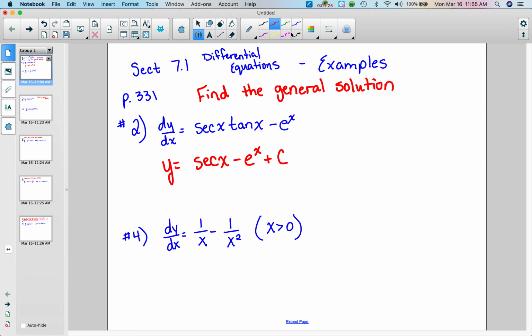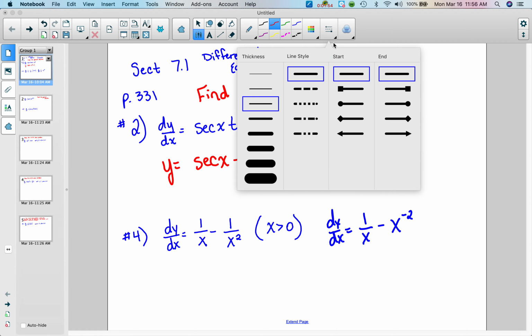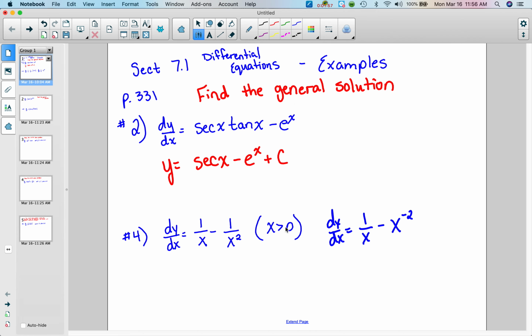On the next problem, you may want to first think of this as dy dx equals 1 over x minus x to the minus 2. Because when you do the antiderivative, we usually like it to be with a power, and you might wonder, well, why didn't I write this as x to the minus 1? Because we should know that there is a function, if you take the derivative of that function, you get 1 over x. And that function is ln x.